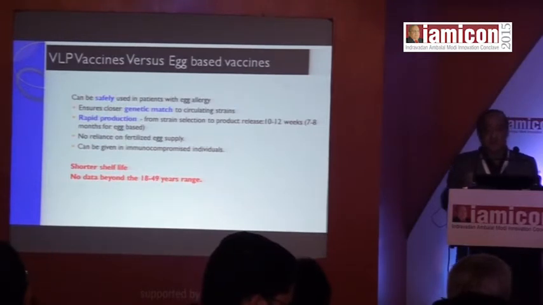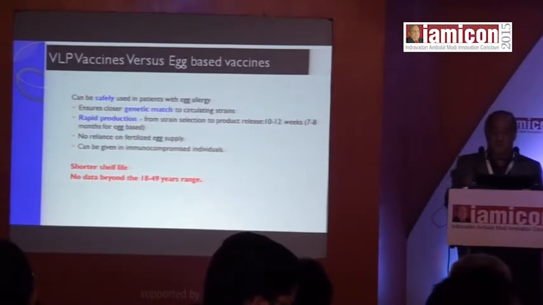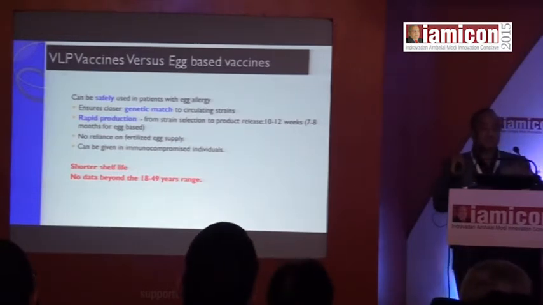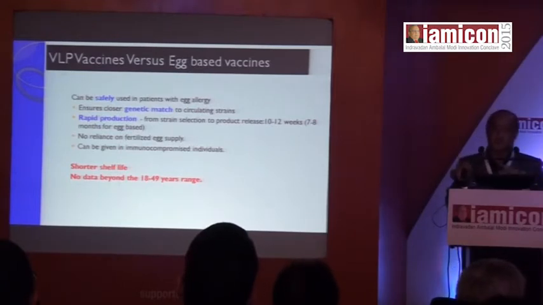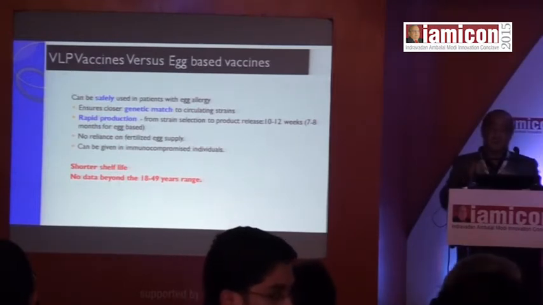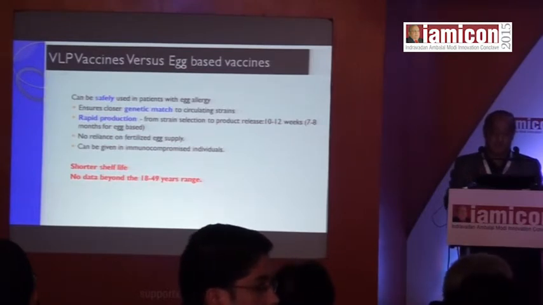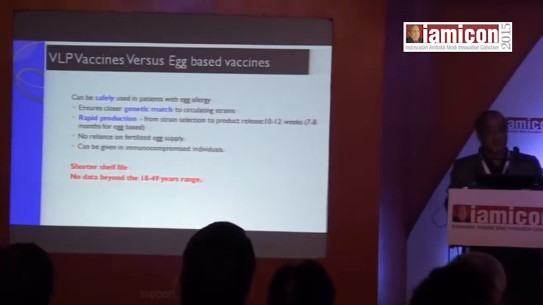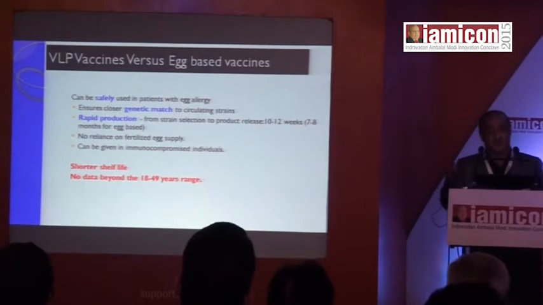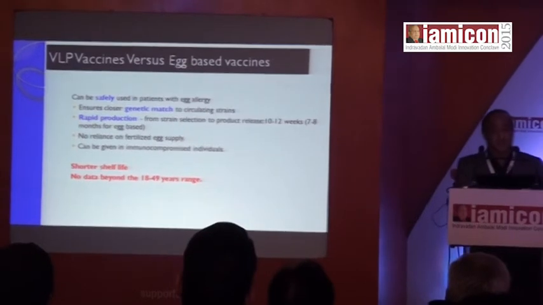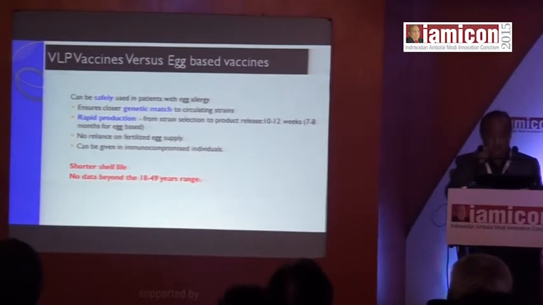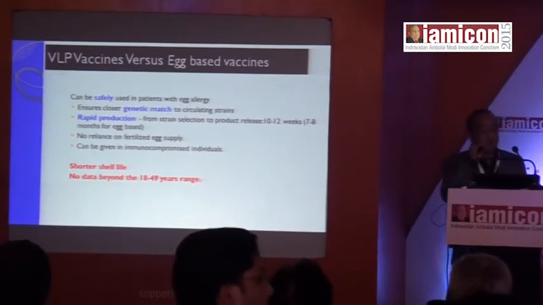Cell-based and recombinant-based vaccines do have an advantage over egg-based vaccines. A, they can be used in patients with egg allergy. B, it ensures a closer genetic match to the circulating strain because it takes much less time for them to be framed. There's rapid production, and from as much as 7 to 8 months for egg-based vaccines, you can get them prepared in around 3 to 3.5 months. There is no reliance on fertilized egg supply, which is a very big problem, and they can be given even in patients in whom live vaccines are contraindicated, like immunocompromised individuals.